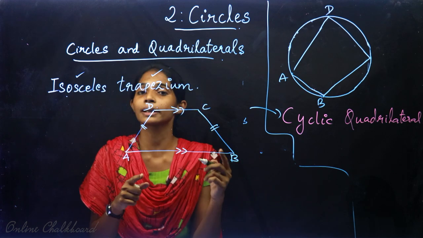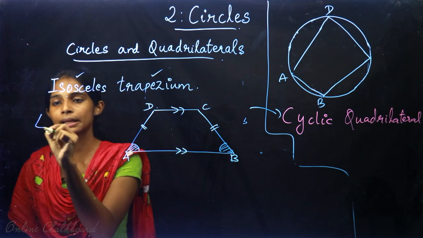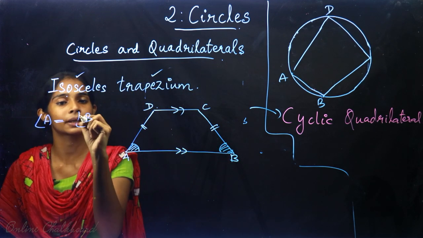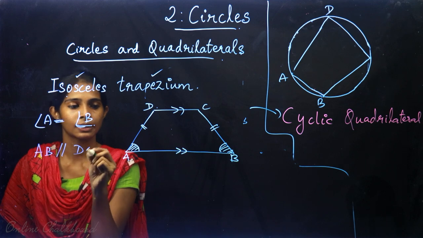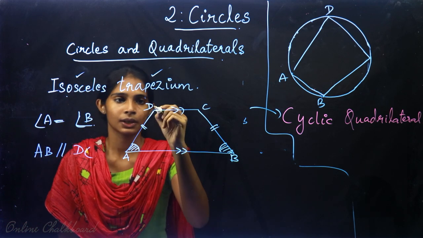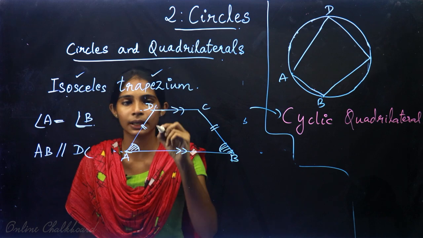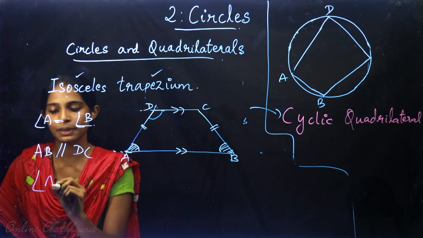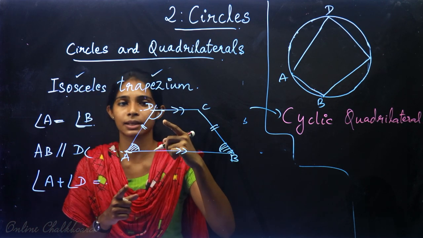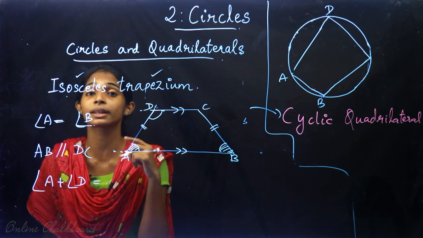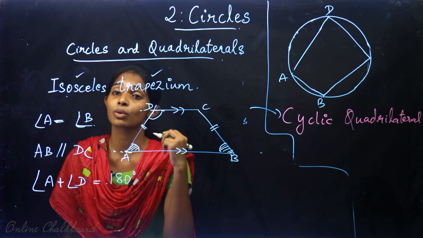Now, we already know an isosceles trapezium has equal base angles. So angle A is equal to angle B. Since AB is parallel to DC and taking AD as a transversal, we have learned parallel lines and transversals. What will be the sum of angle A plus angle D? We have learned co-interior angles. The sum of co-interior angles will be 180 degree when the lines are parallel. So, angle A plus angle D is 180 degree.